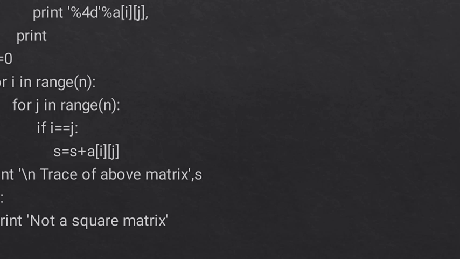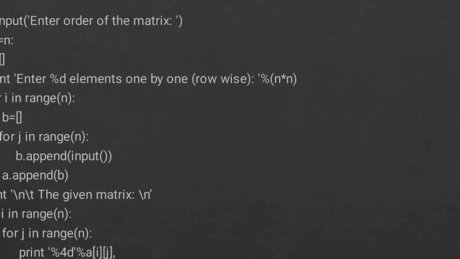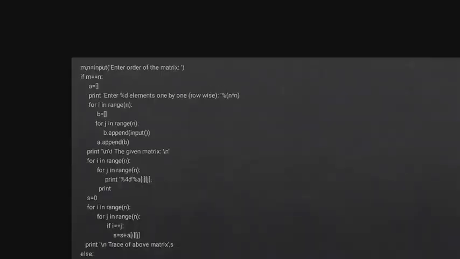And then we print the trace of the above matrix s. Else print not a square matrix. This else is for the if condition, if m equal to n.